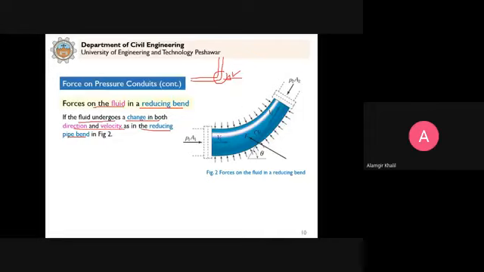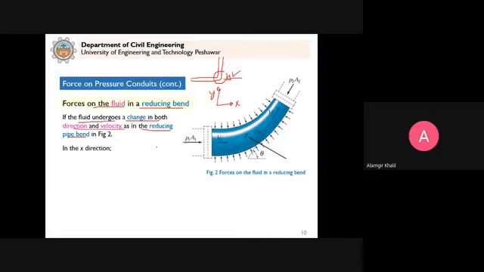So now for a reducing bend, how do we calculate the force? The force will have two components because now it has x and y components. So we see that this can be the x component here, and this will be the y component here. That's why the force has two components. We will consider the x and y directions, and then we can calculate the total force acting.